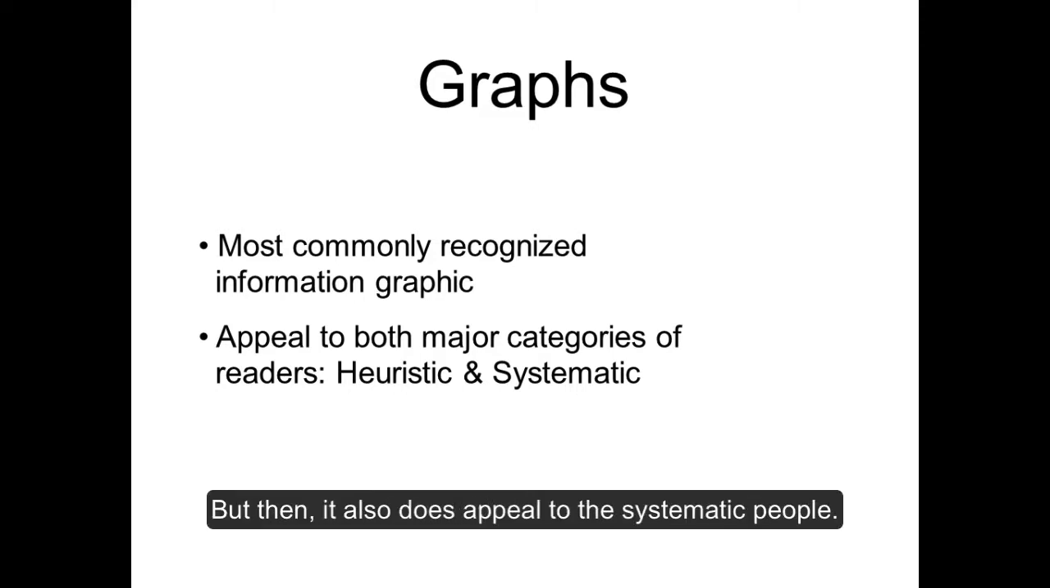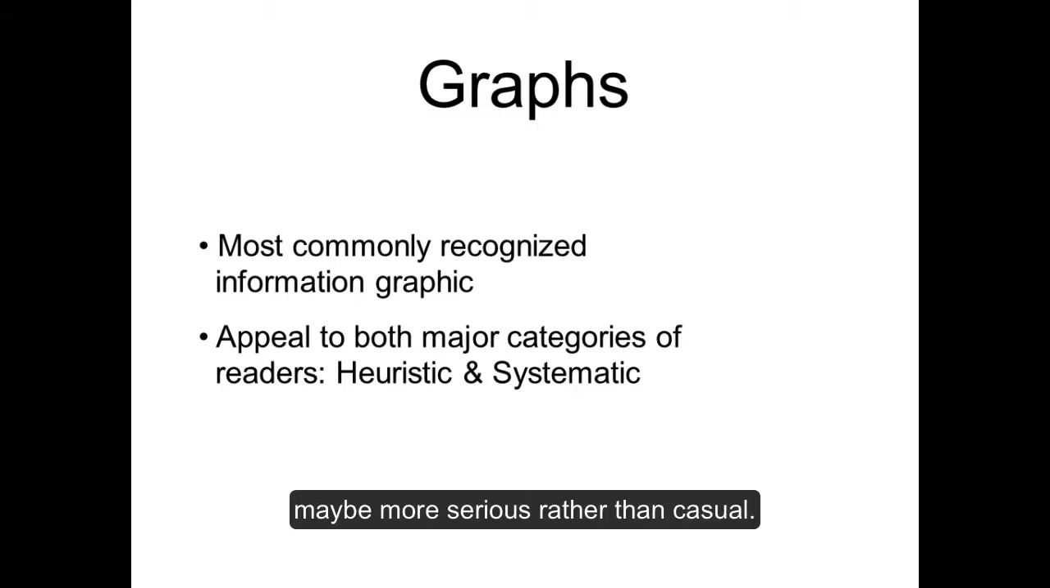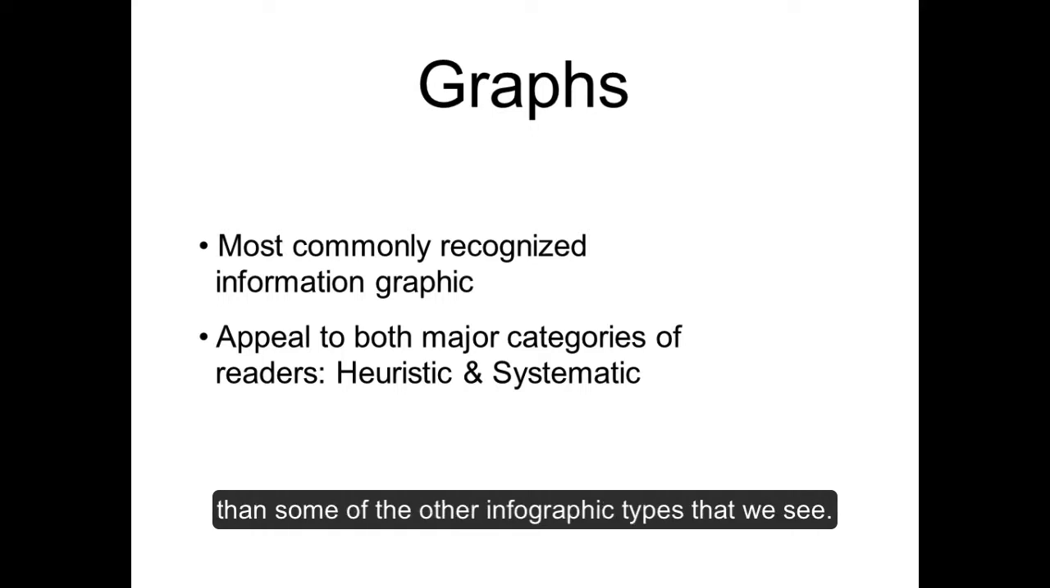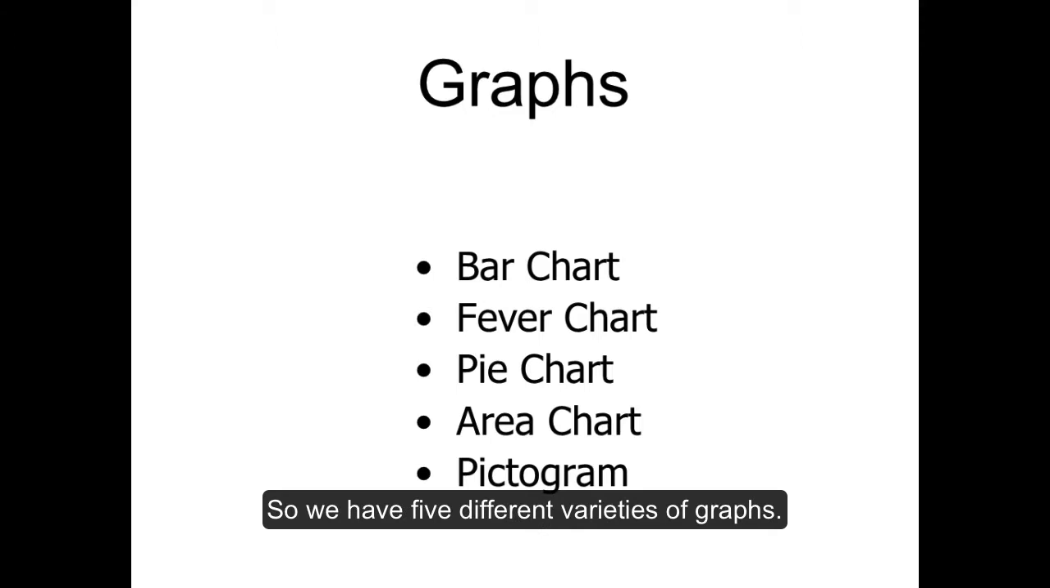But then it also does appeal to the systematic people, and those are the people that are, what we would say, maybe more serious rather than casual. They do have a personal interest in this information. So the unique thing about graphs is that it does appeal to both categories of readers or viewers. And this is what makes graphs a little bit more rare than some of the other infographic types that we see. So we have 5 different varieties of graphs.